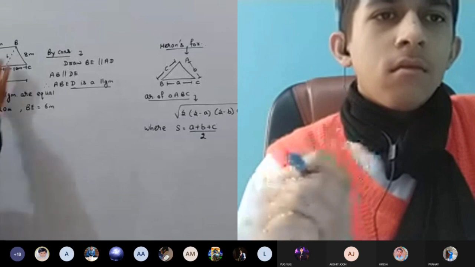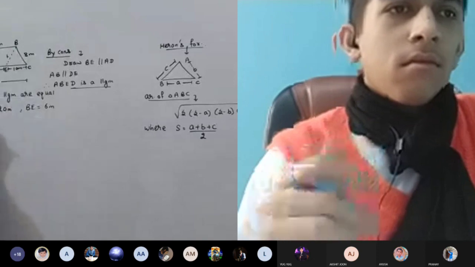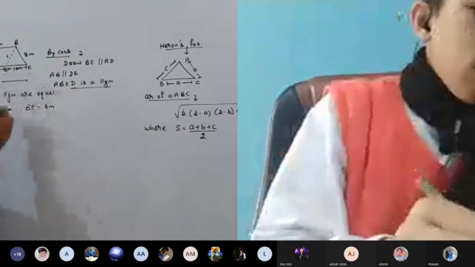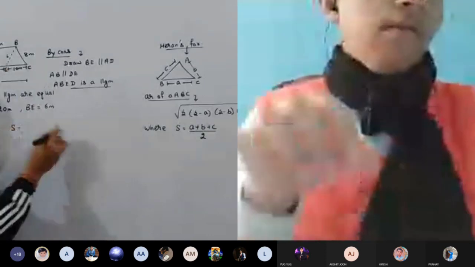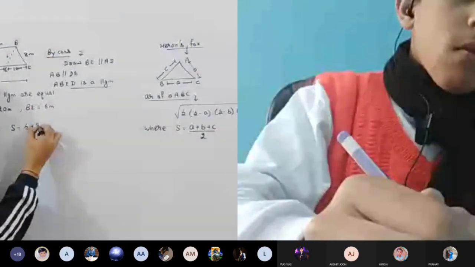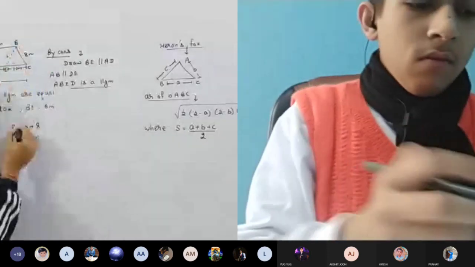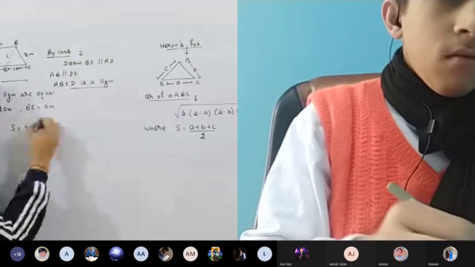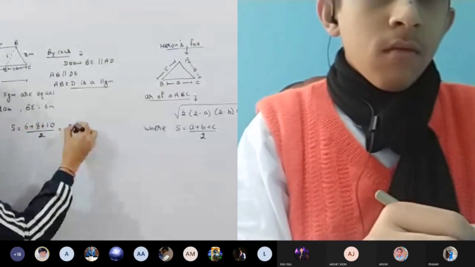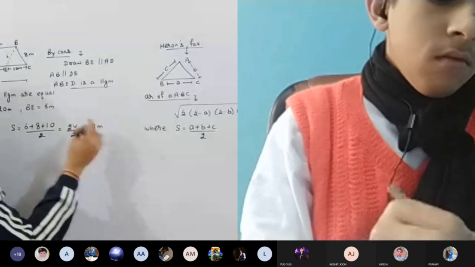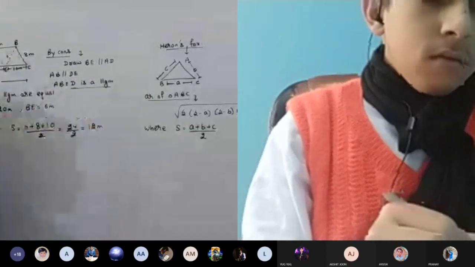Now see, in triangle BEC, I can find out the semi-perimeter. S is A plus B plus C. That means take all the three sides. That is 6 plus 8 and 10. And just take a half of that. So it will be how much? 24 by 2. So this will be 12 meters. So for this triangle, the semi-perimeter is this.